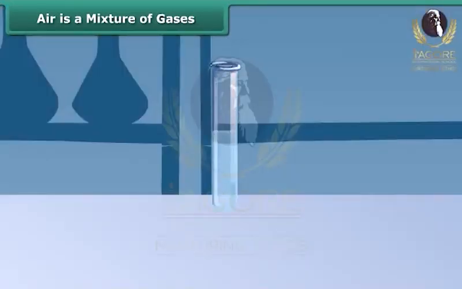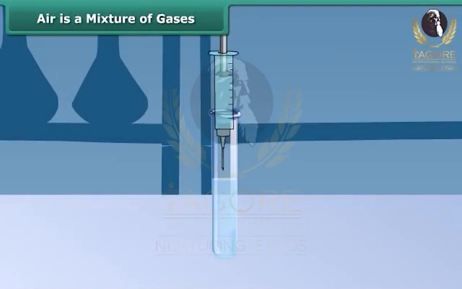Now take lime water in a test tube. With a syringe, blow some air through this solution. You can see that lime water turns milky. This indicates the presence of carbon dioxide in air.